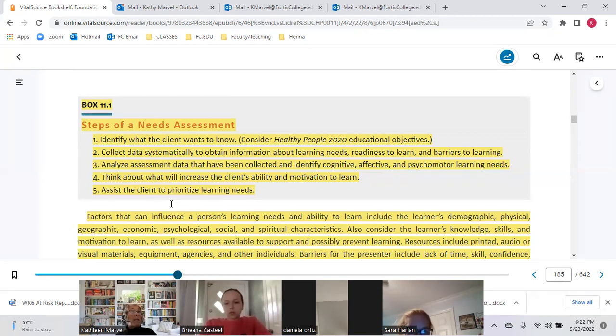What if you're educating a group of hearing impaired? Well, you may need more visual materials.